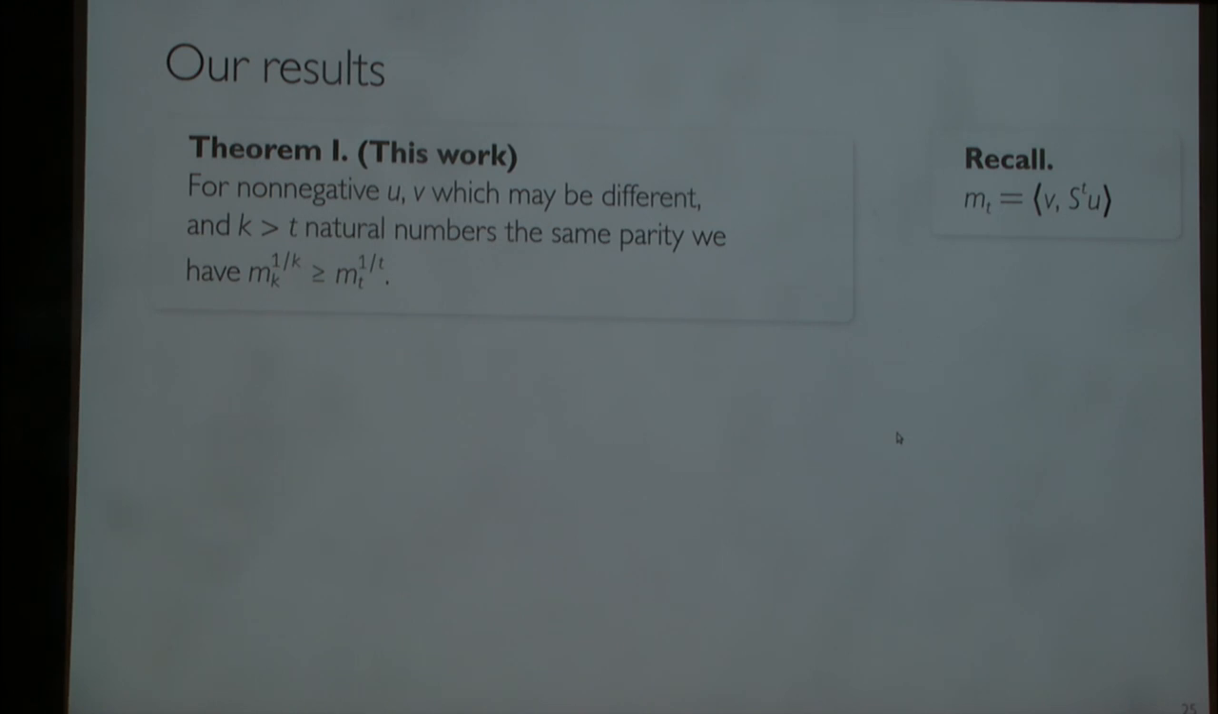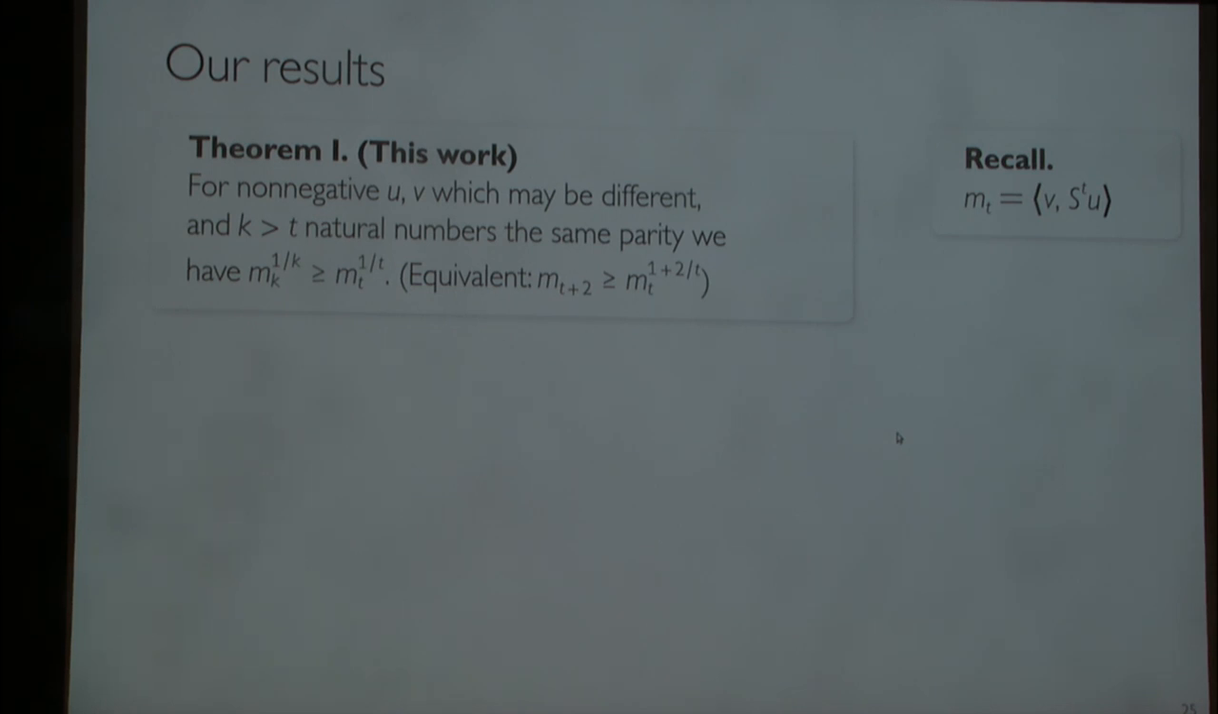and this restriction of u and v to be the same doesn't matter. So for any u and v of 2 norm 1 positive valued, we have the following. And secondly, we prove the following. This is a monotonicity statement. If you can prove it for one step, when k is equal to t plus 2, then you just iterate it and you get the entire statement. Alternatively, we can write it as mt plus 2 is lower bounded by mt to the power of (t plus 2) divided by t, and simplify, you get it.